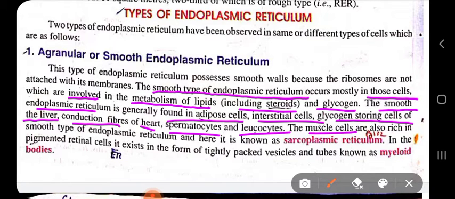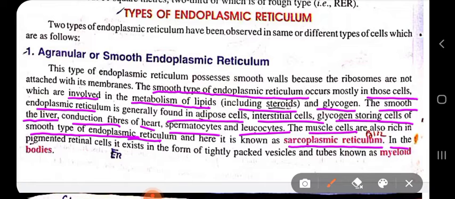Muscle cells are also found very rich in this type of smooth endoplasmic reticulum, and they actually have this smooth endoplasmic reticulum for contraction and relaxation of the muscle cells. And here the smooth endoplasmic reticulum in the muscle cells is known as sarcoplasmic reticulum, where they are storing the calcium ions and removing out the calcium ions with the help of calcium channels. That causes relaxation and contraction of the muscles.